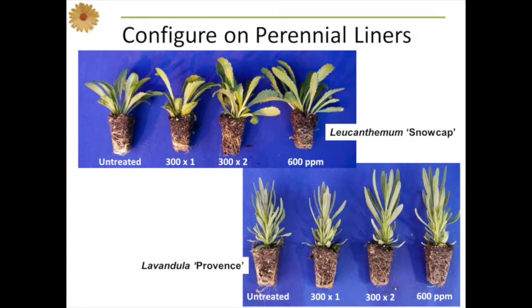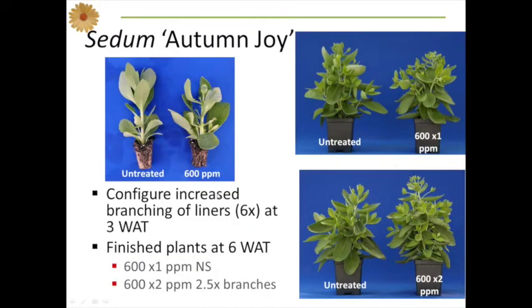We've also done a good bit of work with perennial liners, and we can get an improvement in the number of branches and the shoot dry weight. Example here of Shasta Daisy and Lavender. Sedum Autumn Joy, the same response.